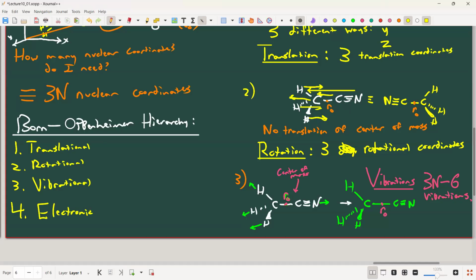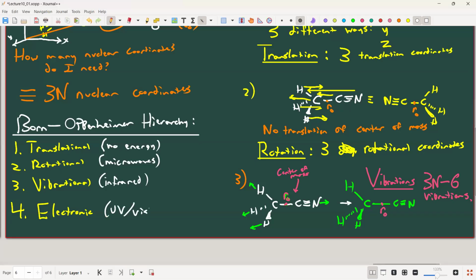And these turn out to be at different energies as well, and they go up in energy. Translational, we don't really even think about translation. Translation is basically a continuous process. The energy levels are so small and closely spaced. That's what you're going to calculate in the homework. So we don't really do any spectroscopy. This is basically no energy required. The thermal energy of the universe heats it up, and that's all you need. Rotational requires microwaves. Vibrational requires infrared. And electronic is ultraviolet and visible.